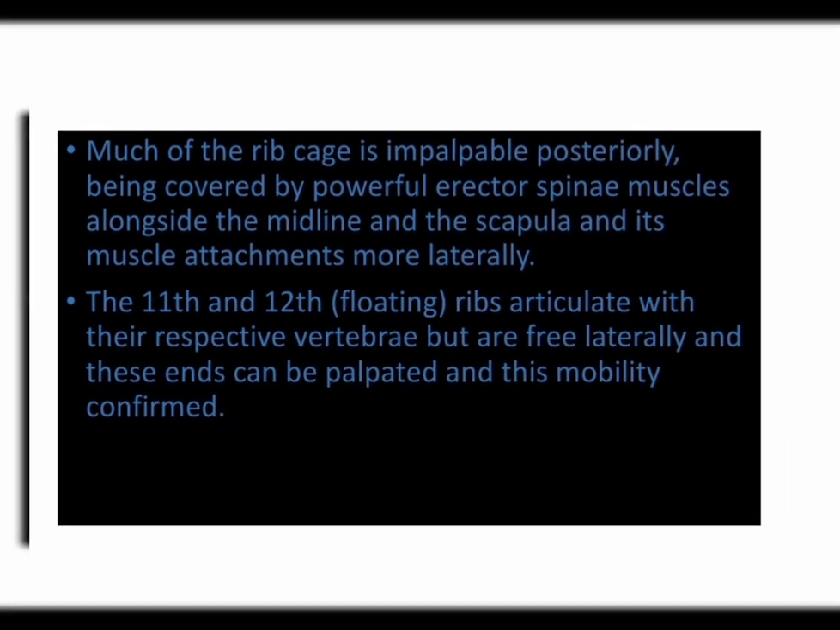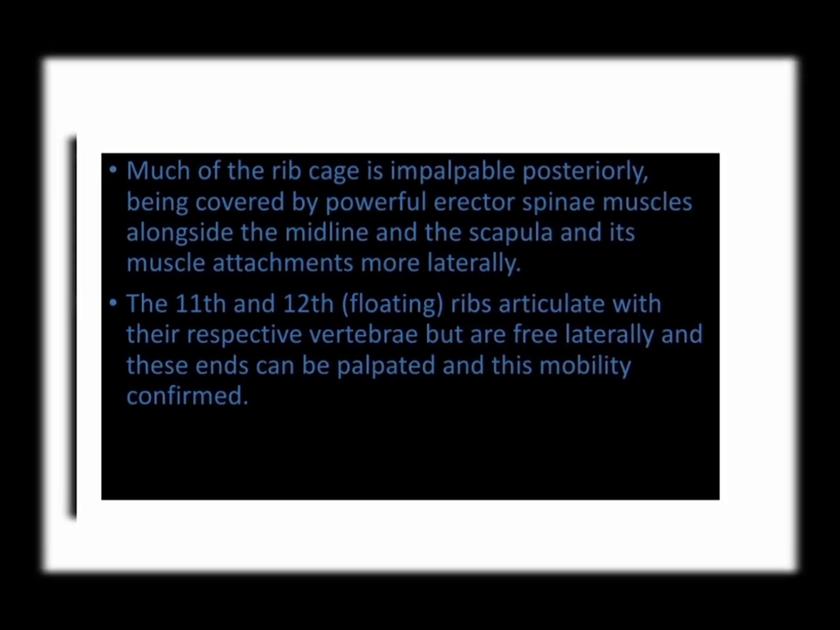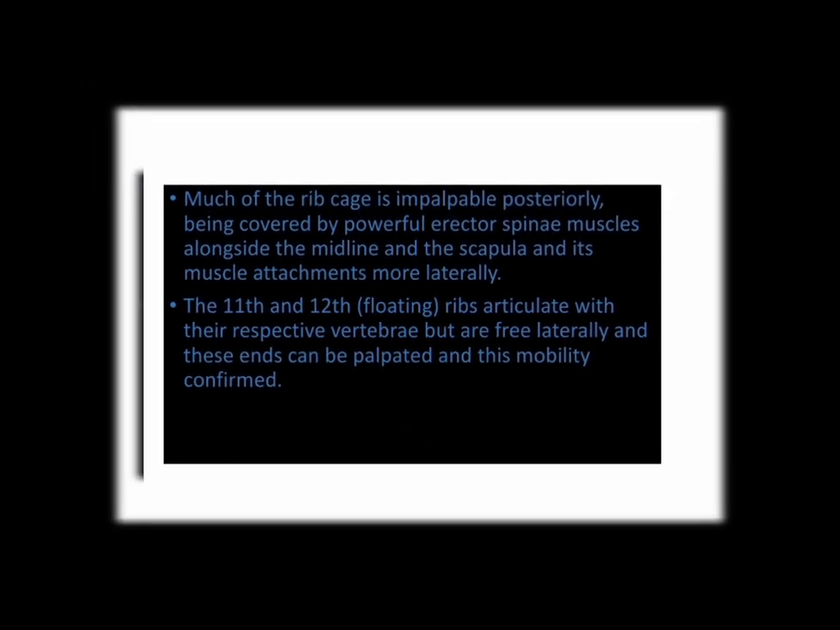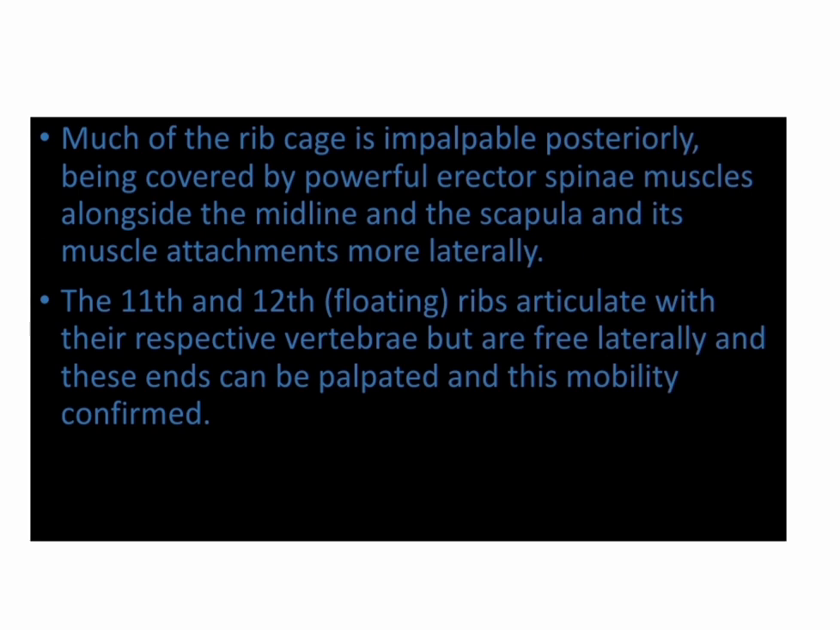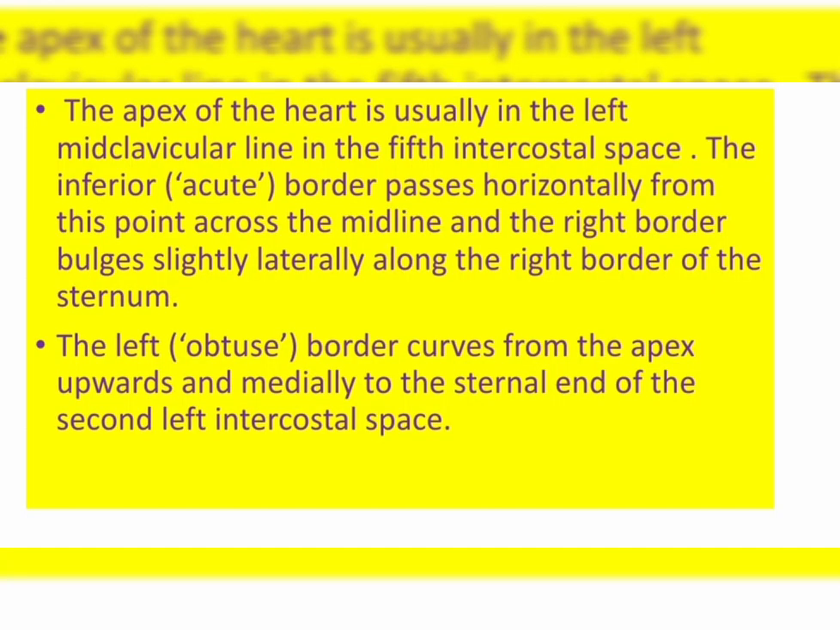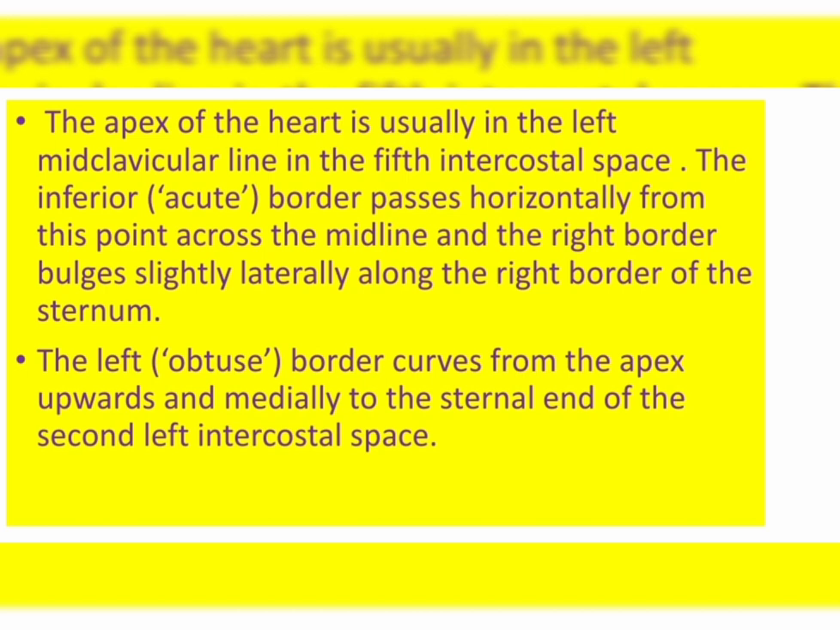The 11th and 12th ribs articulate with their respective vertebrae but are free laterally, and these ends can be palpated and this mobility confirmed. The trapezius and the latissimus dorsi muscles have attachment to the trunk. Their prime function is the movement of the shoulder girdle. The apex of the heart is usually in the left mid-clavicular line in the 5th intercostal space. The inferior border passes horizontally from this point across the midline, and the right border bulges slightly laterally along the right border of the sternum.